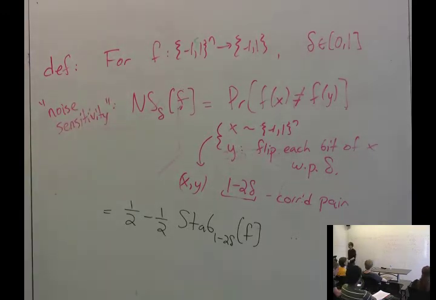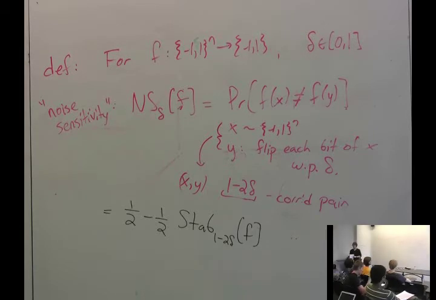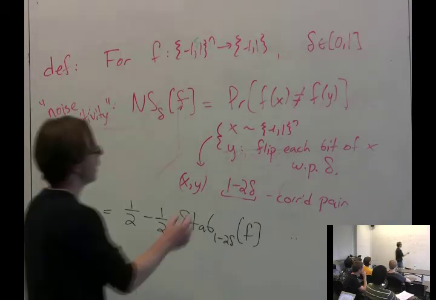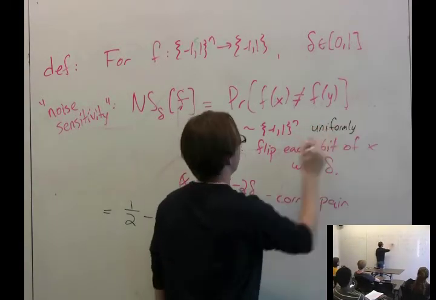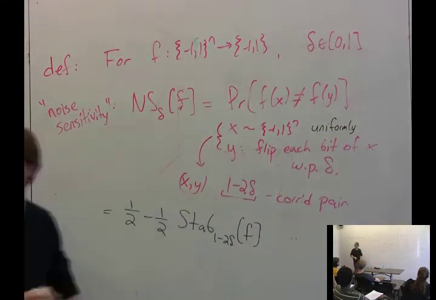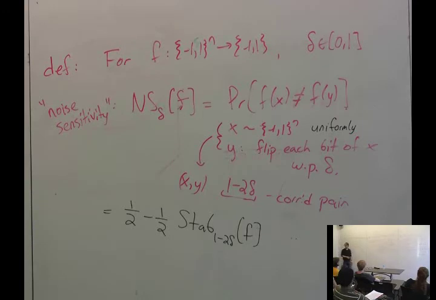Yeah? Silly question, but the requirements of rho correlation seem to require that each bit is determined with 1/2, and that doesn't seem to be a requirement for noise sensitivity, so I'm not sure exactly. Oh, yeah, sorry. This means uniformly. So uniformly is, in fact, part of the definition. OK. Any more questions?